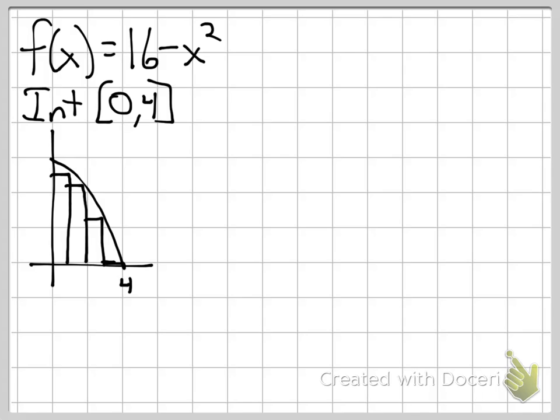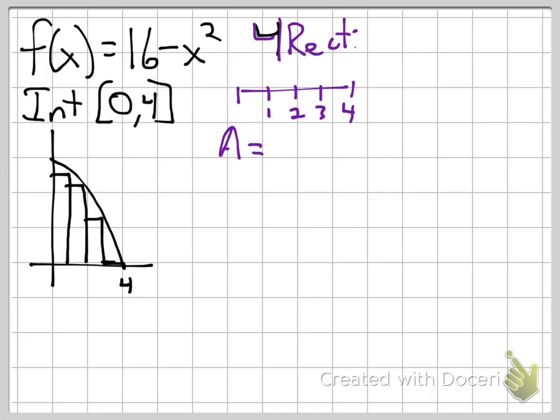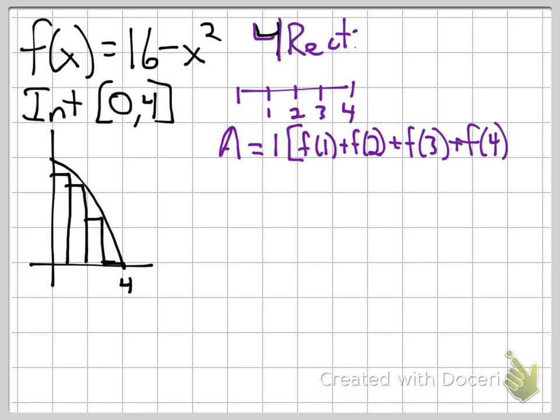So, graph aside, if I said 4 rectangles, we know our interval is from 0 to 4. So I'm going to use the points 1, 2, 3, and 4. So my area is going to be 1 is my width for all of them. I can just put that out in front. Then it's going to be f of 1 plus f of 2 plus f of 3 plus f of 4. And really we are distributing out the width of all of them, but we want to just find the heights, put them together, multiply by the width.